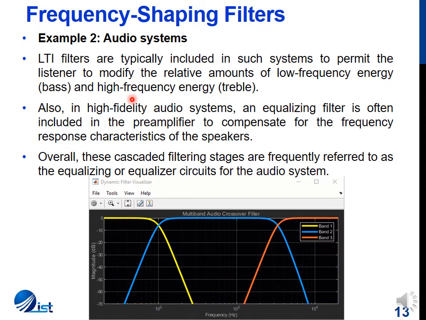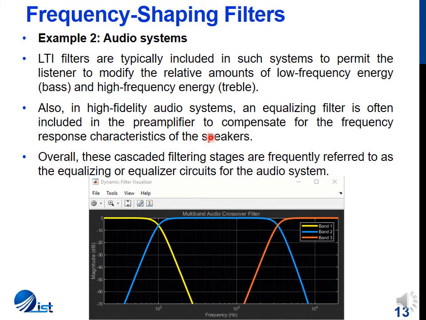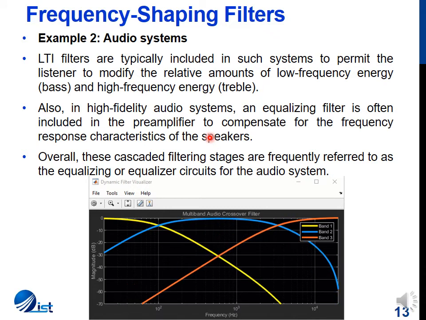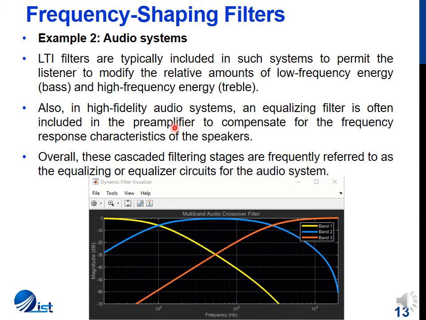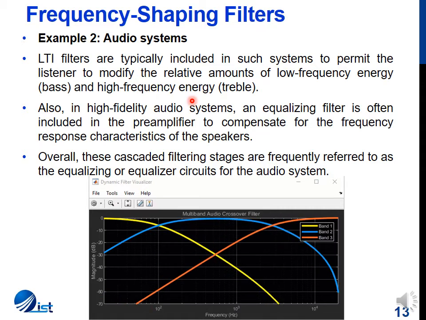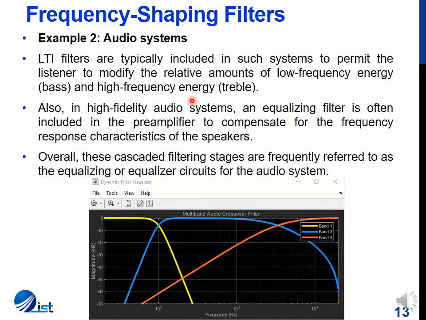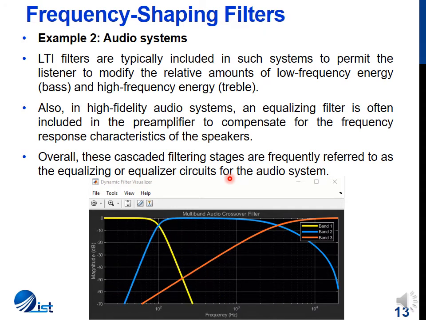Similarly, in hi-fi, high fidelity audio systems, an equalizer filter is included to compensate for the frequency response characteristics of the speakers. The speakers have their own response, so to adjust that response, an equalizer is also used. So the overall response is all these three filters, the bass, treble, and equalizer filter, connected together in cascade to adjust the overall output. This overall adjustment is also known as an equalizer circuit or an equalizing circuit.